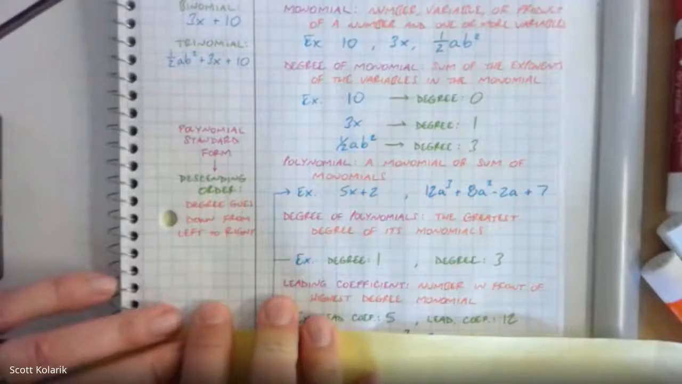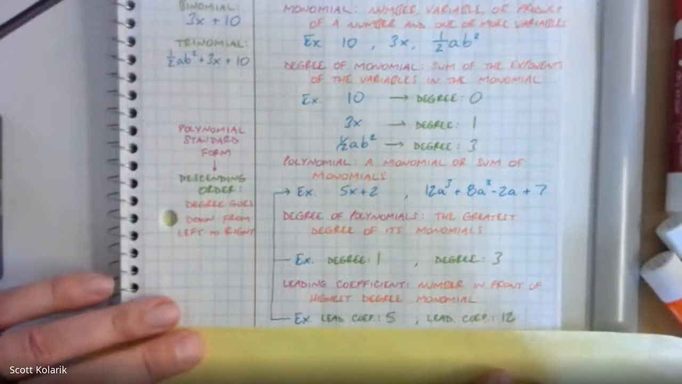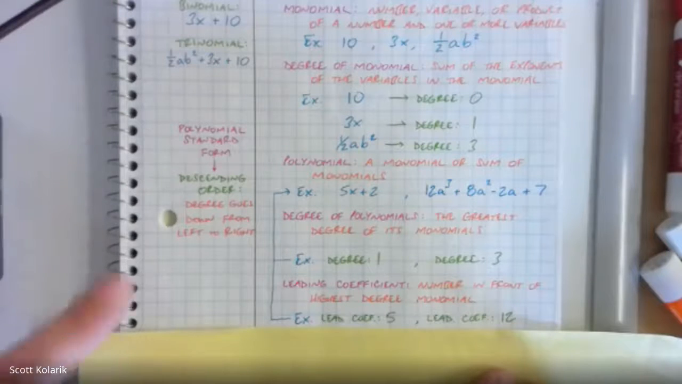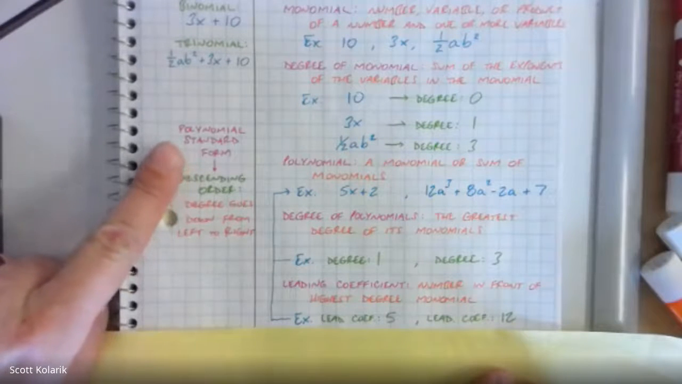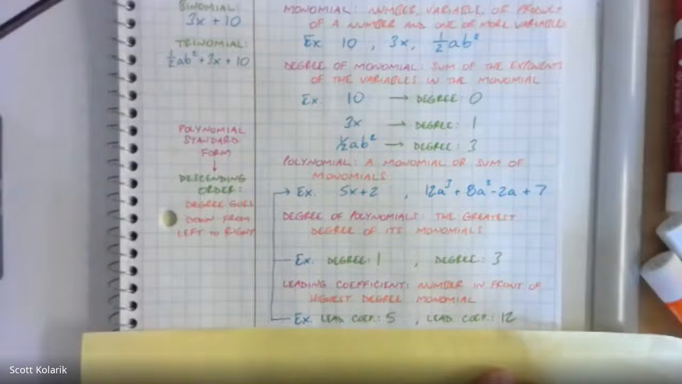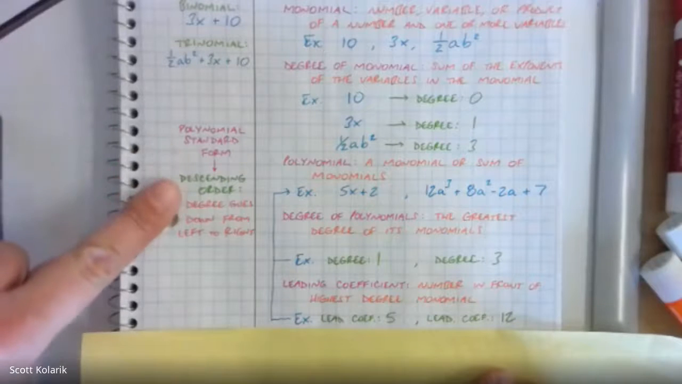All right. So one of the first things you're going to be asked to do with any given polynomial is to write it in standard form. Well, what is standard form? For us, it's essentially going to mean descending order. What is descending?